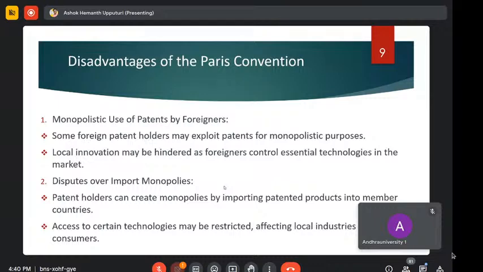So these kinds of monopolies are a problem, because what a patent gives is the right to exclude others, including from importing. So this foreigner can block the imports without exploiting his right, that means he cannot commercialize. In that case, he is misusing the monopoly, and there are no checks and balances in the case of the Paris Convention.